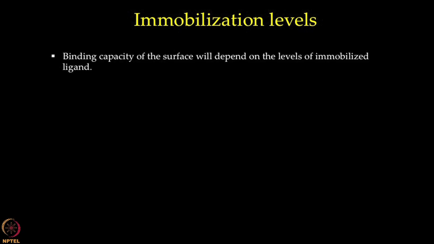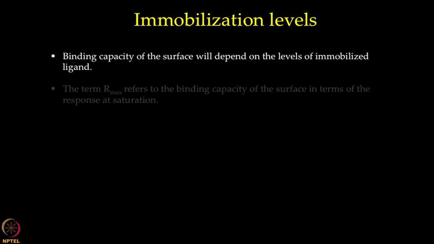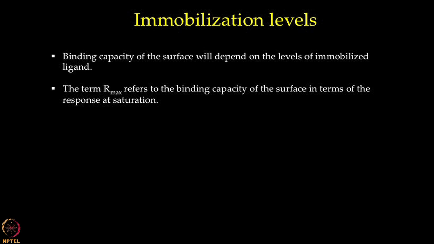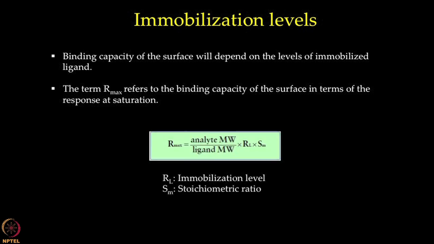Before we set up an immobilization protocol, let us understand a little about immobilization levels. The binding capacity of the chip surface will depend on the levels of immobilized ligand. The term maximum response, referred to as Rmax, is described as the binding capacity of the surface in terms of the response at saturation. A theoretical Rmax value can be calculated using the formula shown below, where RL is the immobilization level and SM is the stoichiometric ratio.